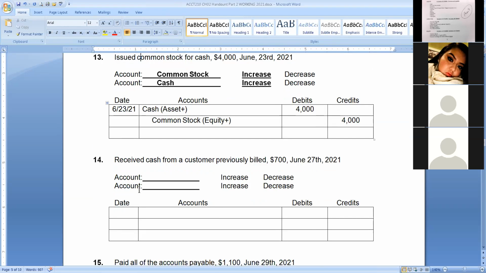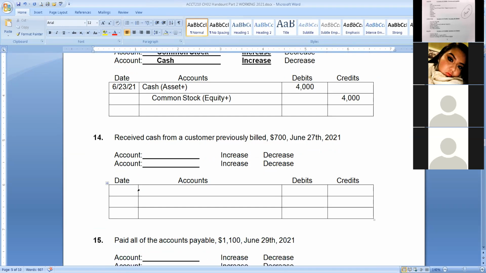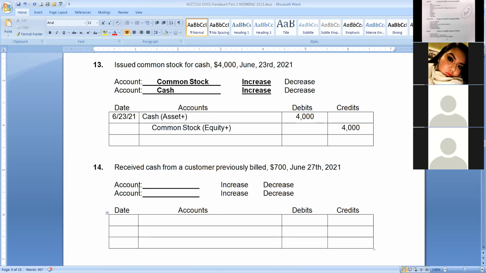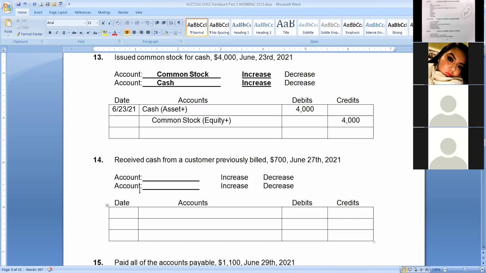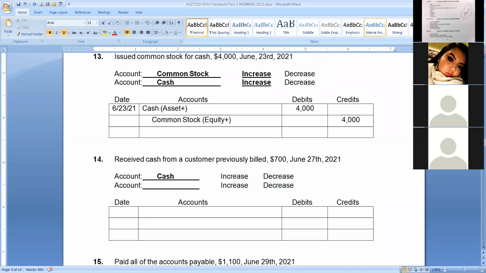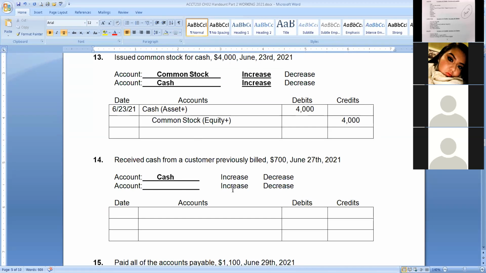Okay. Received cash from a customer previously billed. 700. So what accounts are we going to have? Cash. Yep. Accounts receivable. Yep. Right. Oops, let's spell it right.